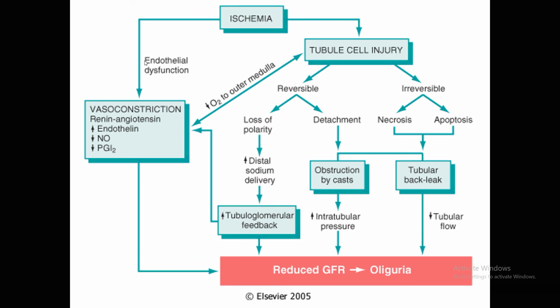Also, the ischemia will cause endothelial dysfunction in the glomeruli and produce vasoconstriction, and complicate this condition because of the increased production of endothelin, potentiating the vasoconstriction, and the decreased production of nitric oxide, the vascular relaxing factor. These are the effects of ischemia on endothelium. Also, the prostacyclin production, the vasodilating prostaglandin, is decreased.